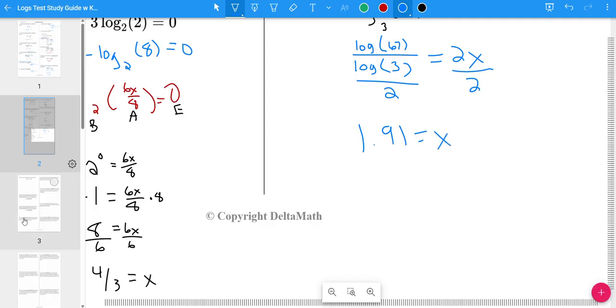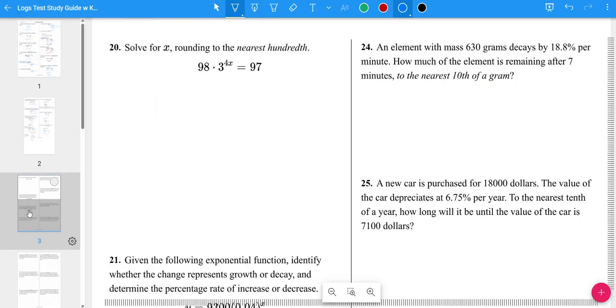Okay, let's go ahead and do the next one. Same idea. This is kind of combining all the steps. So 98 divided by 98. 97 over 98 will not simplify. 3 to the 4x equals 97 over 98. So logs are bay, b, e, a. So log base 3 of 97 over 98 equals 4x.